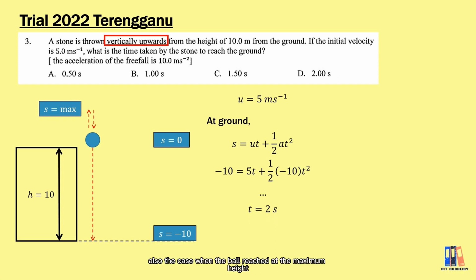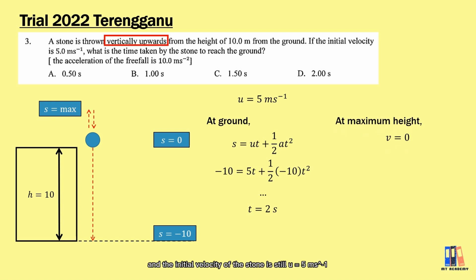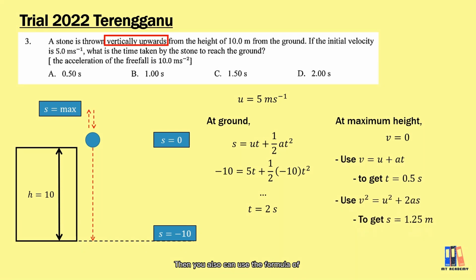Let's explore also the case when the ball reaches the maximum height. Remember that the velocity at this moment is equal to 0 meters per second, and the initial velocity of the stone is still 5 meters per second. You can do some practice to find out more information about these motions. First, you can use the formula of v is equal to u plus at, and you can obtain the time to reach the maximum height, which is 0.5 seconds. Then you can also use the formula of v squared equal to u squared plus 2as to obtain the displacement of the maximum height, which is equal to 1.25 meters.